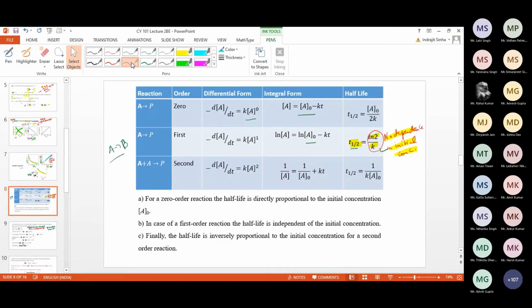Right. So here we come to the simple expressions. In this table we have summarized some very simple A goes to B expressions for zero order, first order, and second order. What we have added in this table, after writing the integral form, is that we have also found out the half-life expressions.